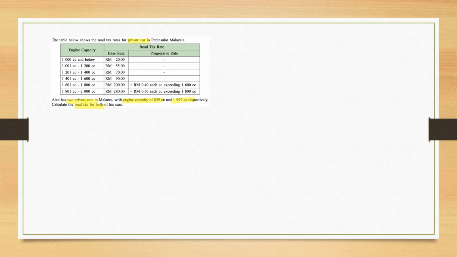Part A is road tax for a car with 859cc. Let me just shorten this. 859cc would be this one right here. Look at your range, 859cc. This one, 20 ringgit. There you go.